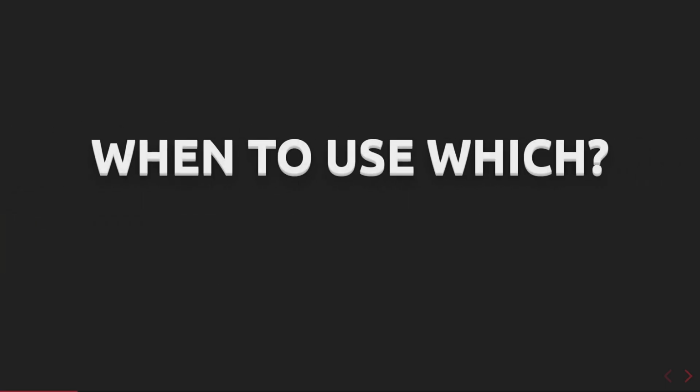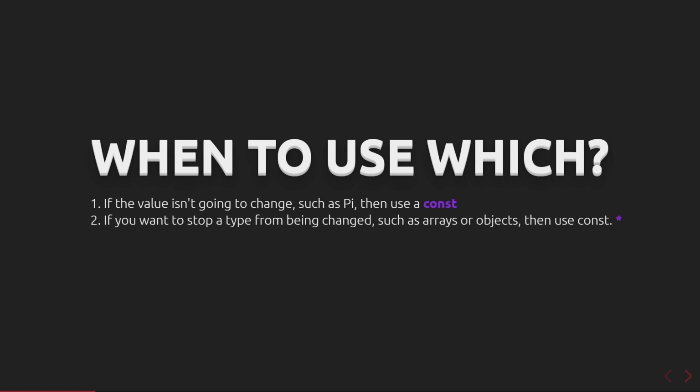Anyway, when do you choose which variable type to use? Here are some guidelines. If the value isn't going to be changed, such as pi, then use const. If you want to stop a type from being changed, such as arrays or objects, then use const. While const doesn't allow you to change values, if you have an array as a const, you can still add values to it, but can't change it into a string instead of an array.